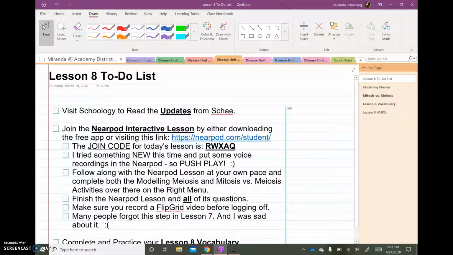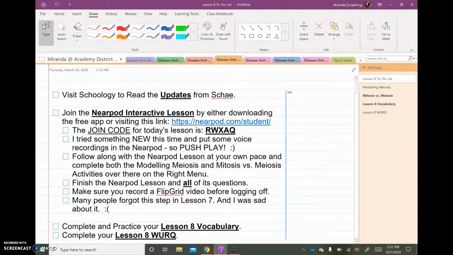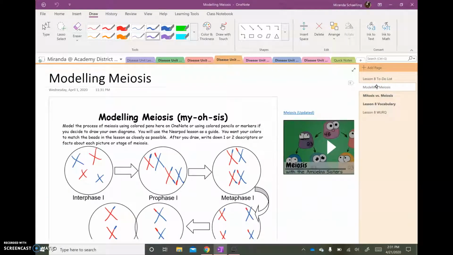In this lesson, when you were learning about meiosis, I made some interesting models on my kitchen table, and you could hear my voice as you went through the meiosis steps, and then you just had to do your vocabulary and your work. Okay, so first, modeling meiosis.